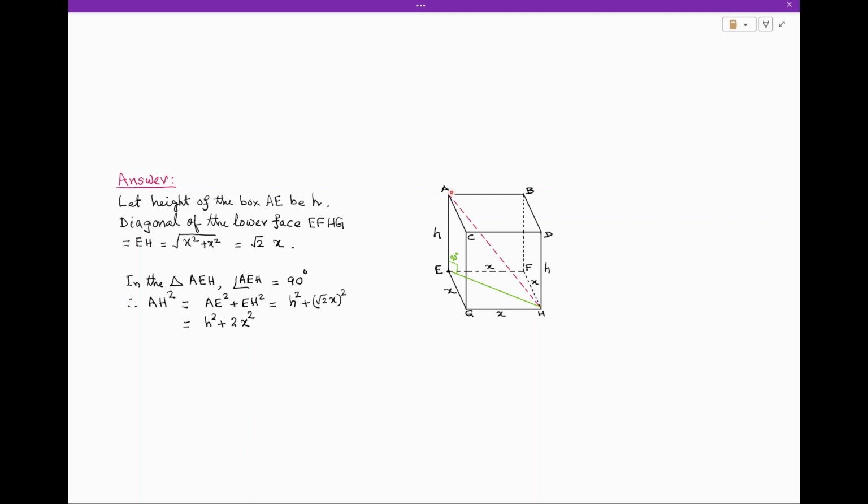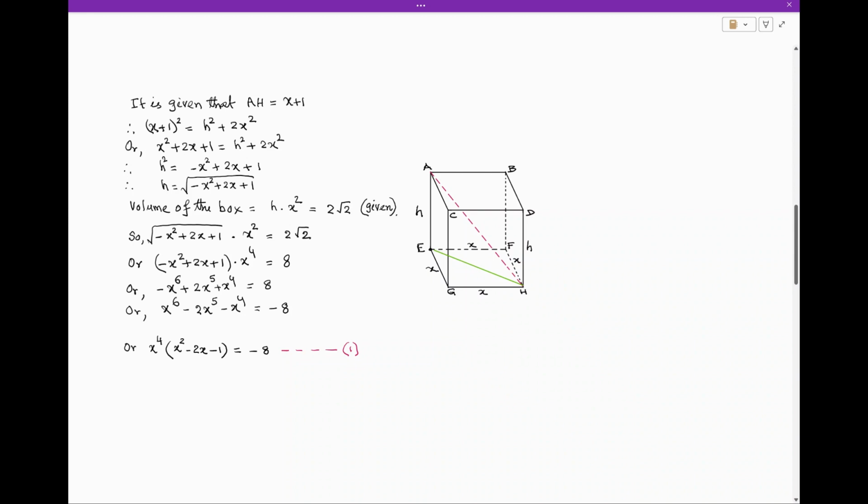In triangle A, E and H, angle AEH is 90 degrees. That angle is shown here. This is 90 degrees. Therefore, AH square is equal to AE square plus EH square, and AE square is h square and EH square is square root of 2 into x whole squared. So AH square is equal to h square plus 2x square.